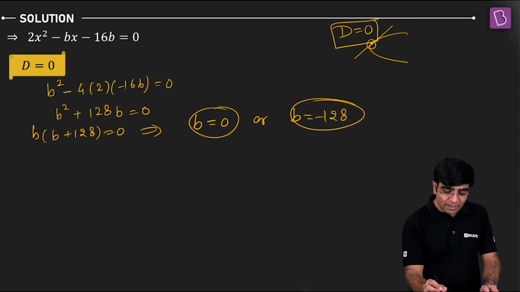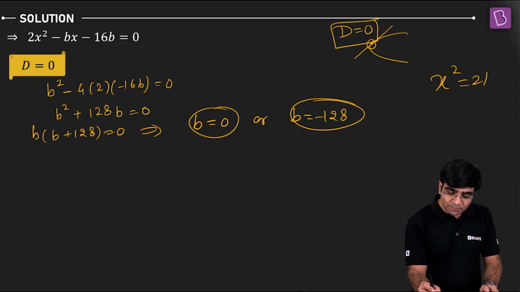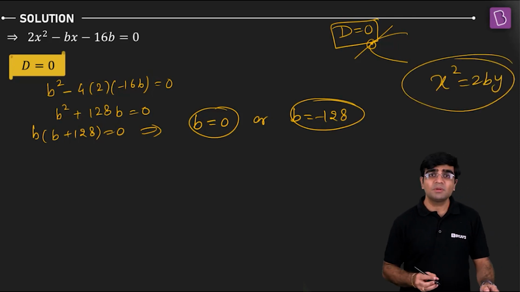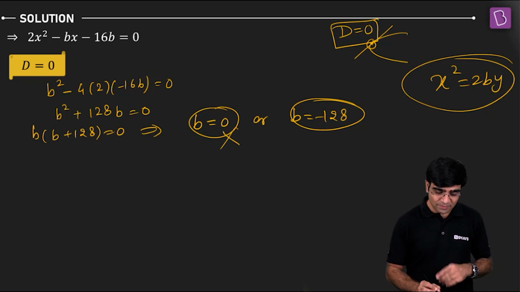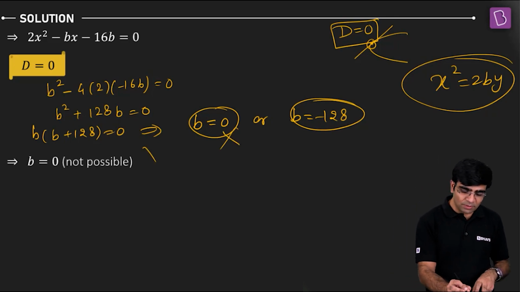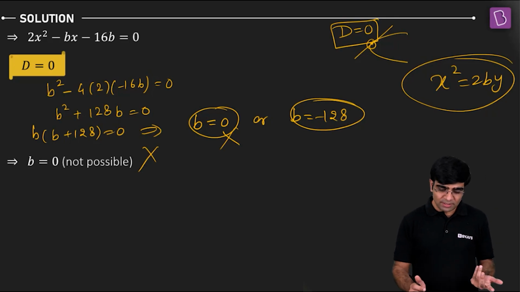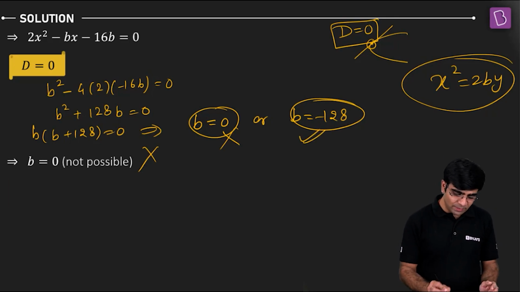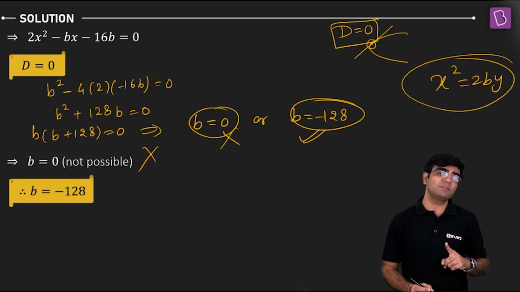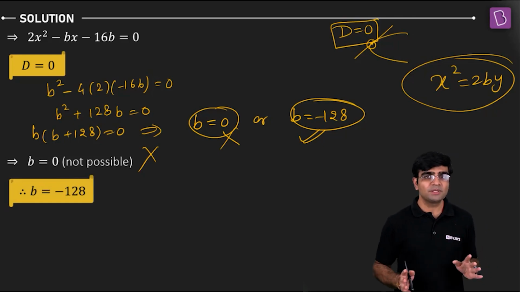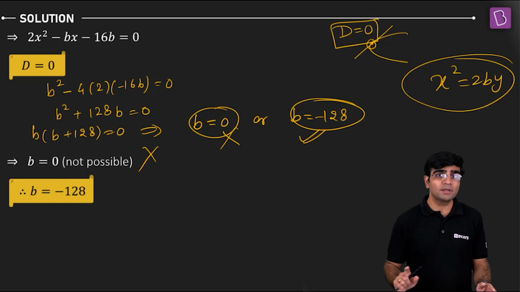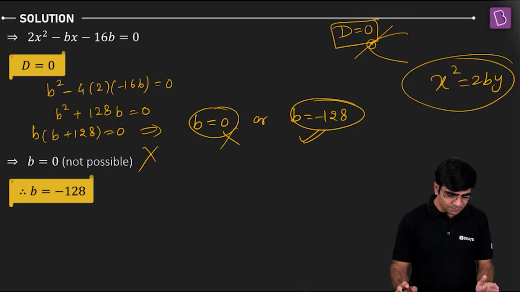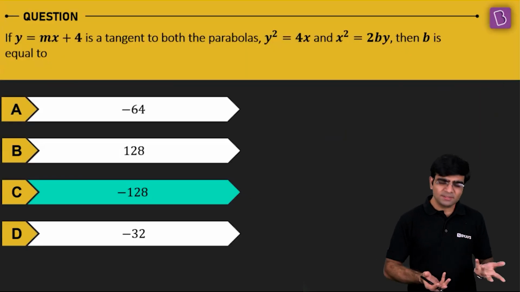But the problem is the parabola is x square equal to 2by. Can b be 0? If b becomes 0, we'll not have a parabola even. So b equal to 0 has to be rejected, right? So b equal to 0 is not possible. Perfect. Then what is the possibility? The only possibility is b equal to minus 128. Hence, I'll be reporting b equal to minus 128. Understood it? Sure, everyone? Clear cut? No doubts? Perfect. So this is my answer, minus 128.